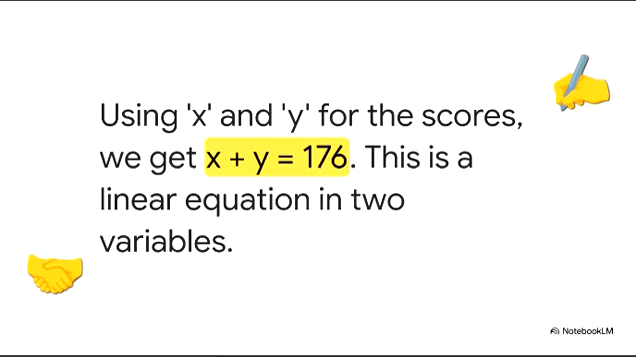And this is what that problem looks like when we translate it into the language of math. We'll say x is the first batsman's score and y is the second's. And just like that, we have a linear equation in two variables. It's a perfect way to write down our dilemma.